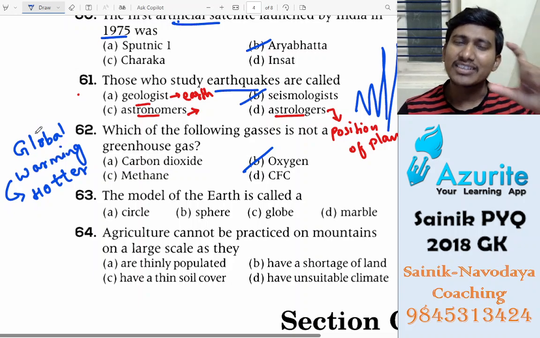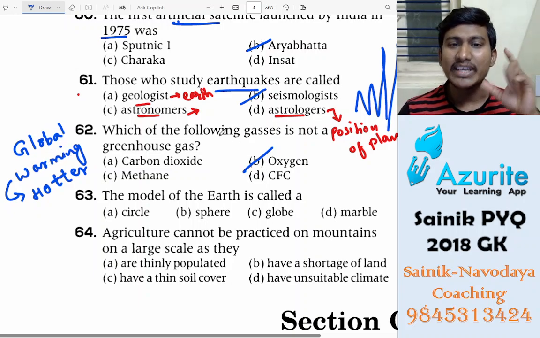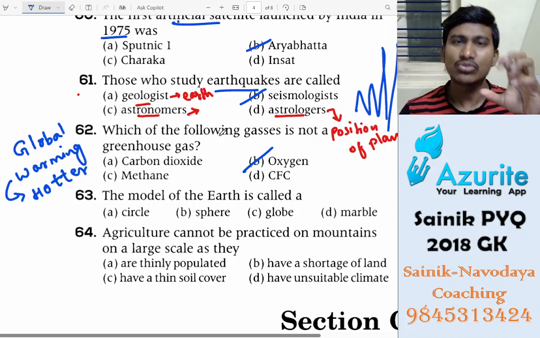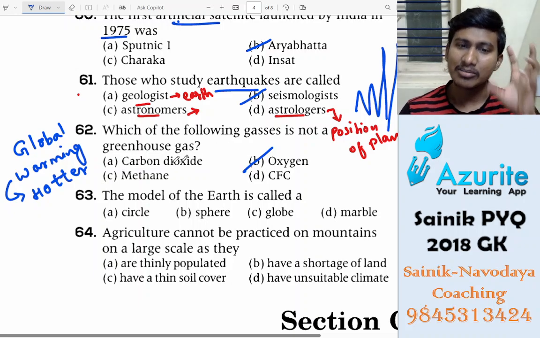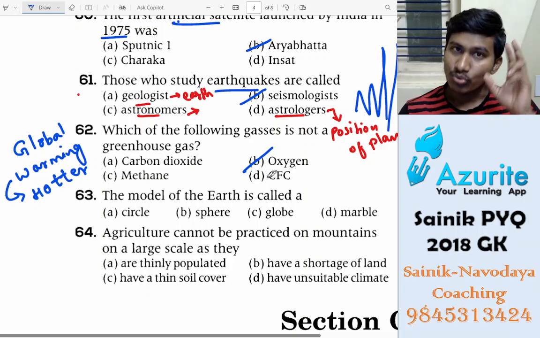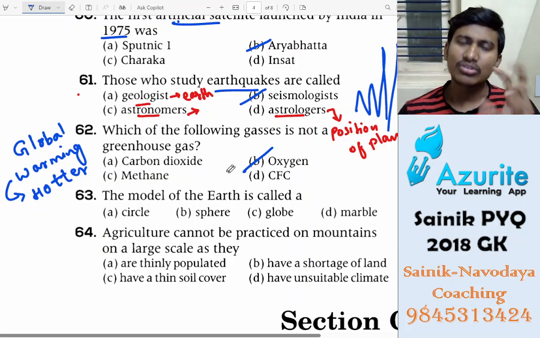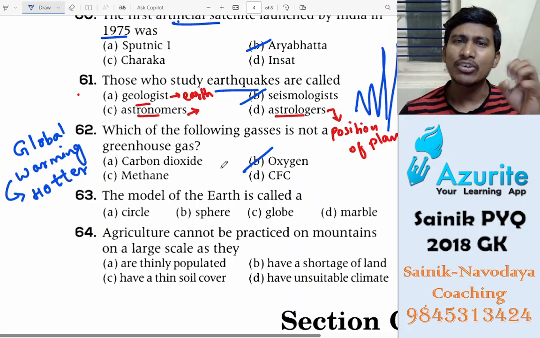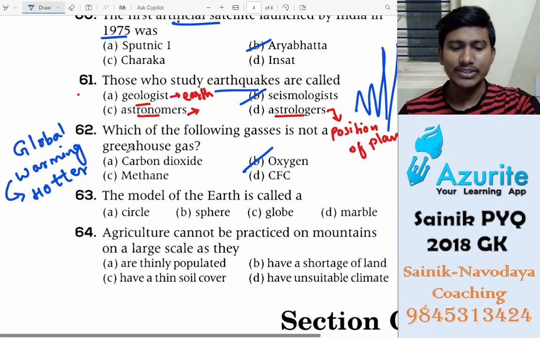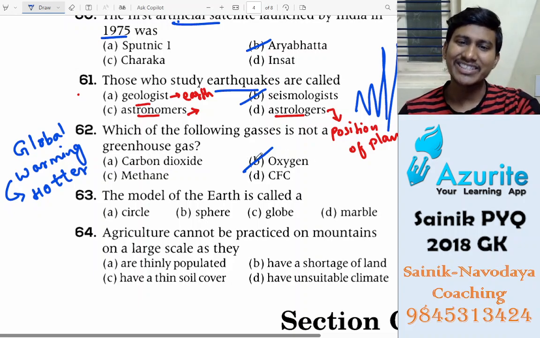So what are the things that make greenhouse gases? That is, which of the gases hold the heat? Carbon dioxide, methane, and then CFC, your water vapor, right? Water vapor will hold heat, right? So those are all greenhouse gases. They hold the heat and make it hotter. Okay? So those are the greenhouse gases. So oxygen is not a greenhouse gas. Okay? That is essential for survival, right?